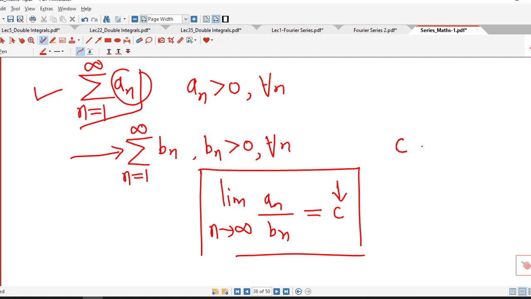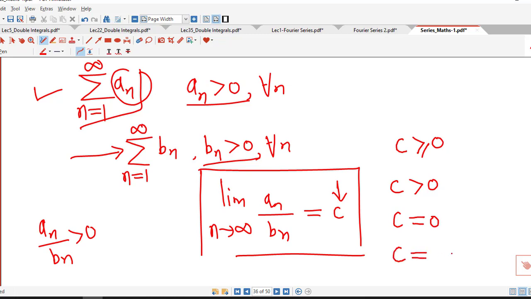Depending upon the value of this limit c, we have different cases. Now a_n is a series with positive terms, b_n is also a series with positive terms. That means a_n upon b_n is also positive for all n. So that implies this limit is either positive or it can be 0. So there are three possibilities: either c is positive, or c is 0, or c can be infinite. If c is positive, then if the series we have selected is convergent, the given series is convergent, and if the series we have selected is divergent, then the given series is divergent.